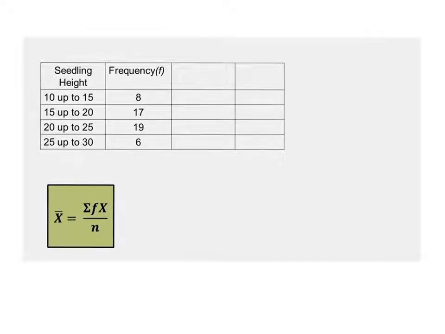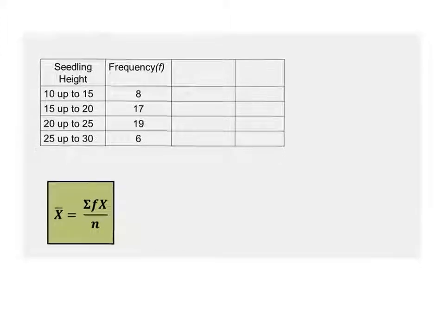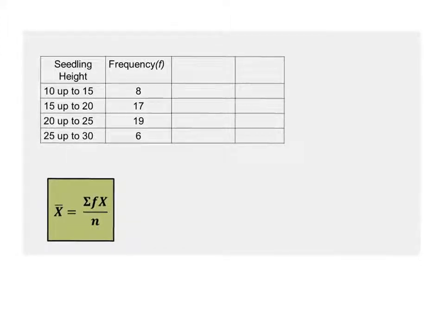Our first step in finding the mean of group data is to create a new column, and that's going to be our midpoint column. So that's going to be our midpoint, which we are going to refer to as x in our formula. So we're going to find the midpoint of all the classes. So 10 up to 15 would be a midpoint of 12.5. 15 up to 20 would be 17.5. 20 to 25 would be 22.5. And 25 up to 30 would be 27.5.